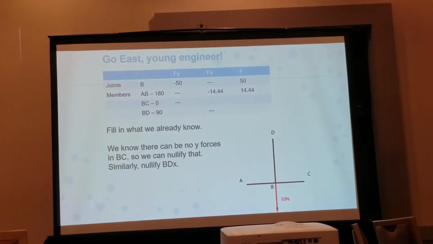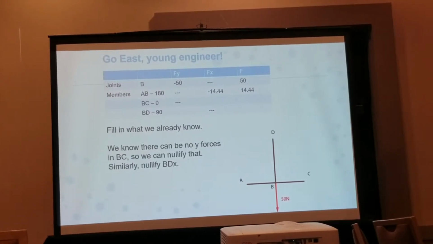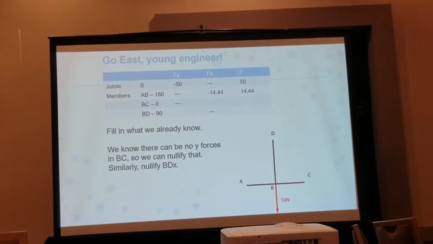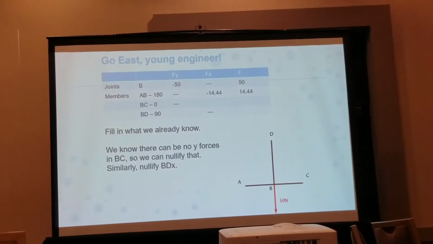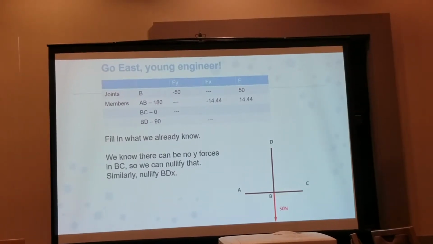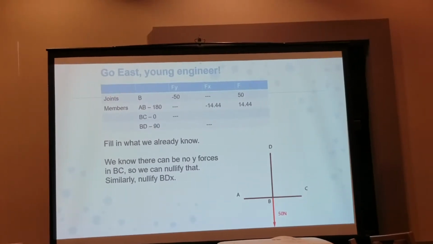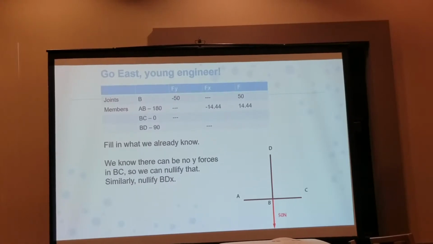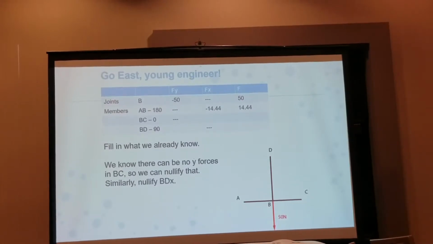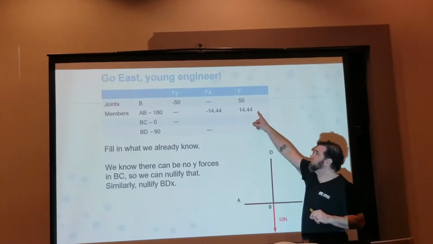So here we set up our joint table. Once again, we've got our joints and our members. We've got B, AB, BC, BD. This is really, really important. Remember, we are taking all of our angle measurements from the positive x-axis relative to the joint. AB is no longer at 0 degrees. It is at 180. That is absolutely critical, because notice that the force in AB is 14.44 newtons of tension.